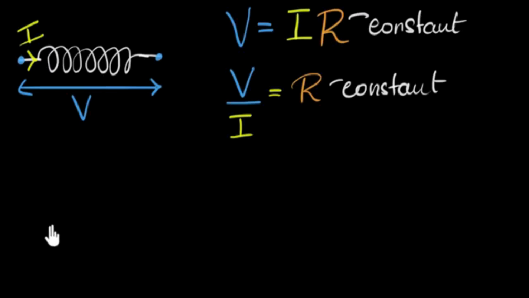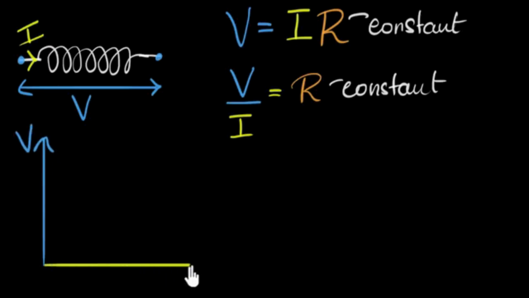So what we like to do is we like to plot the values of voltage along the y-axis and the values of current along the horizontal x-axis. So let's say we put a value of 2 volts as an example. And we measure the current, and let's imagine the current turns out to be 1 ampere. Then we'll plot that point over here in our graph.